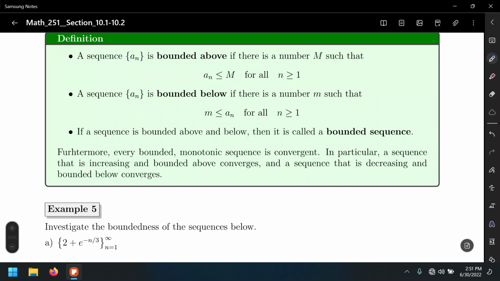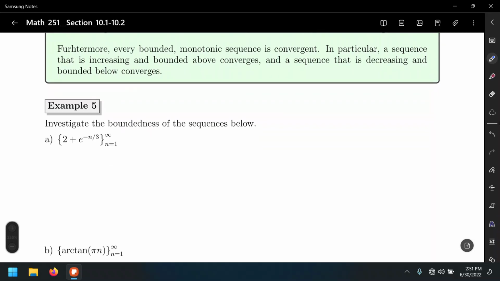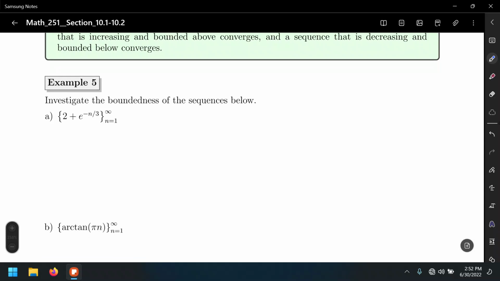It's a lot of words, but let's have a look at a couple of examples. The first thing we do is find the limit of 2 plus e to the negative n over 3 as n approaches infinity.